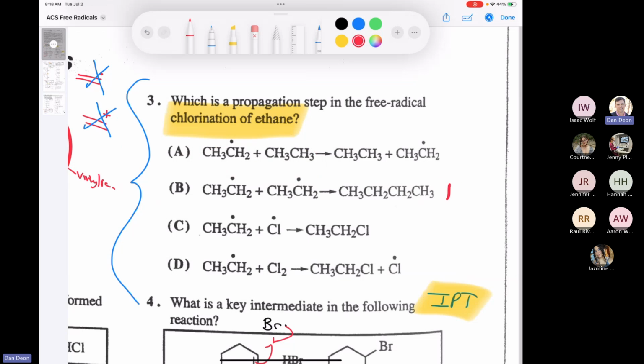Here, this would be a termination step, right? You're annihilating. This would also be a termination step. But the last one is where you have the ethane radical abstract. So this one here, this would be halogen abstraction, which is the second step of propagation. So this is propagation. Anyhow, there you go.